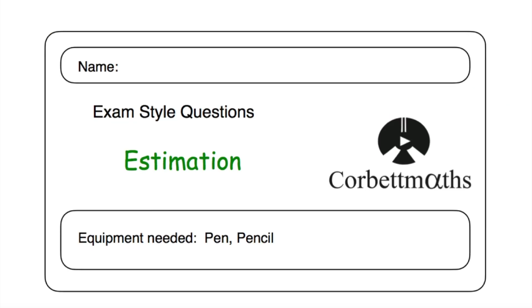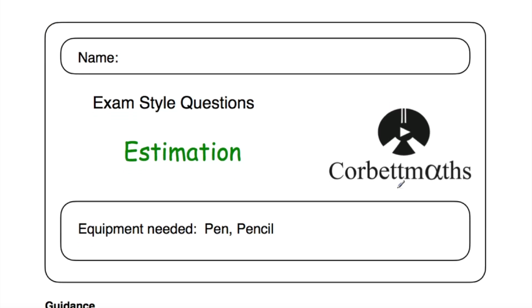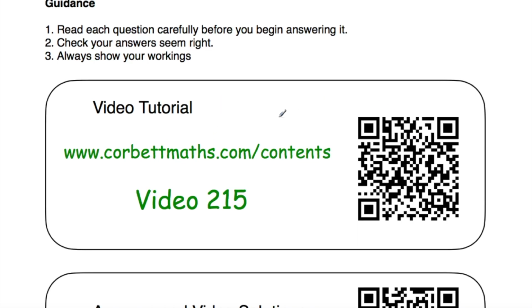And that's it. So in this video, we've gone through the video solutions to the Corbettmaths Practice Questions on estimation. I really hope you found this video useful. If you need any extra help on estimation, if you go to Corbettmaths and go to the videos or worksheet section and scroll down to video number 215, there's a dedicated video tutorial there on estimation.